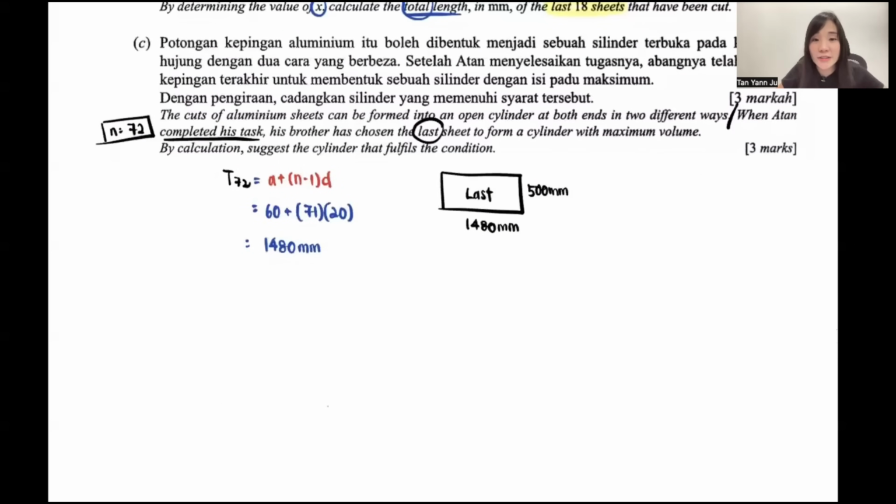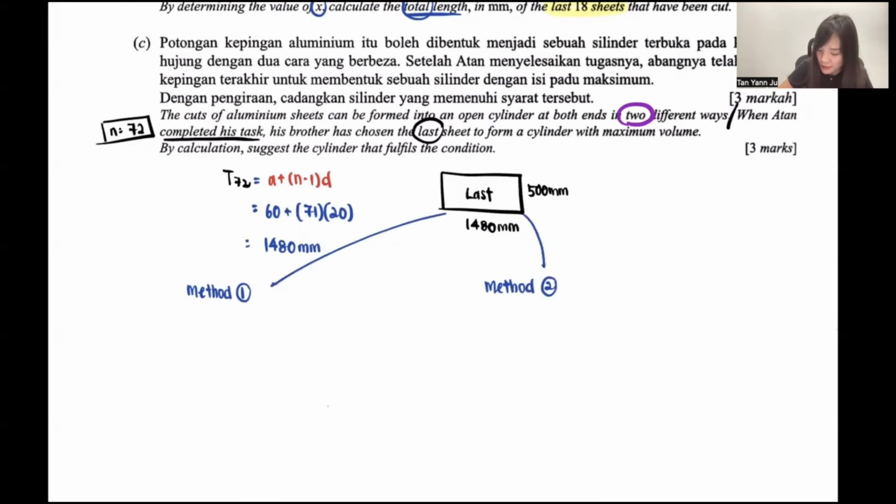Now they're asking you to do calculation. You cannot just go based on your mood and guess. You're going to have calculation to support your answer. They say suggest the cylinder that fulfills the condition. Why do they say suggest the cylinder? Cylinder got a lot, remember? Got 2 different ways. They are asking whether it is this one or this one. So maybe you want to differentiate them. You can say one is method 1, one is method 2. Then later on you tell them method 1 correct or method 2 correct.